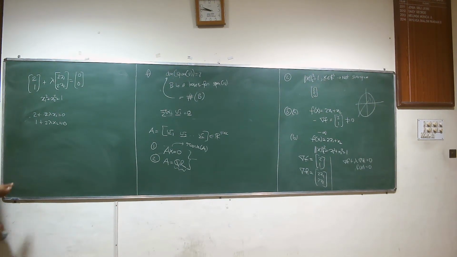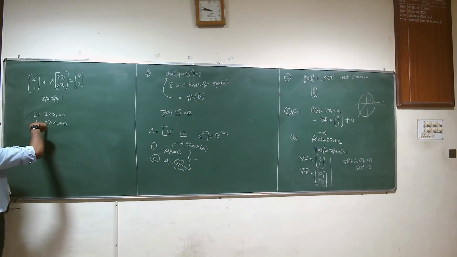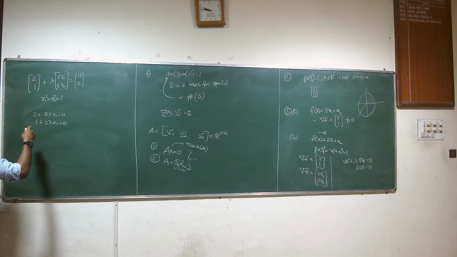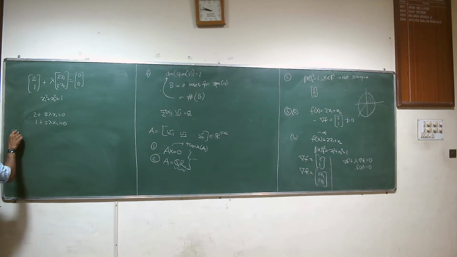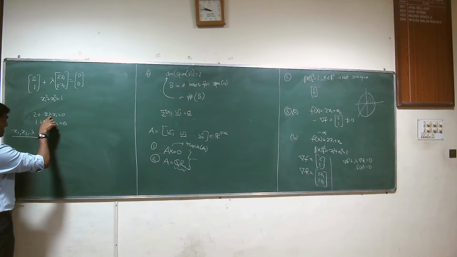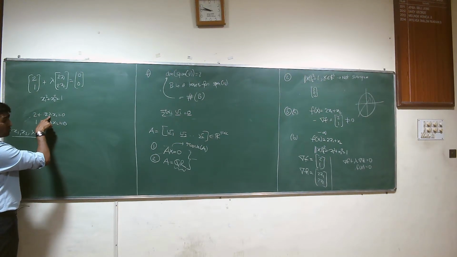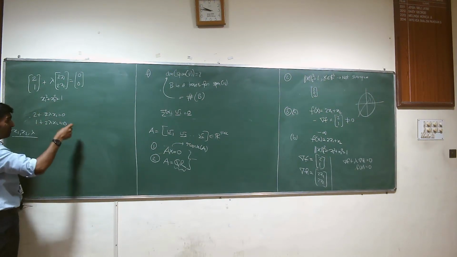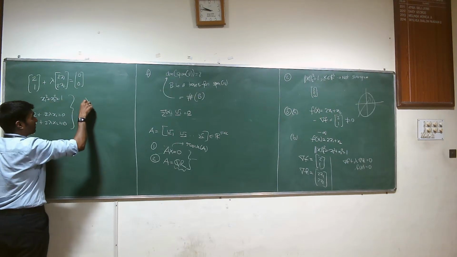What do we do from here? Well, there are 3 unknowns and 3 equations. What are the 3 unknowns here? Yeah. So these are your unknowns. Now we can express x1 and x2 in terms of lambda, substitute here, and then solve for lambda. What do you get for lambda?